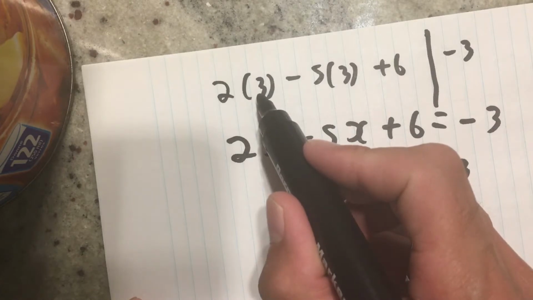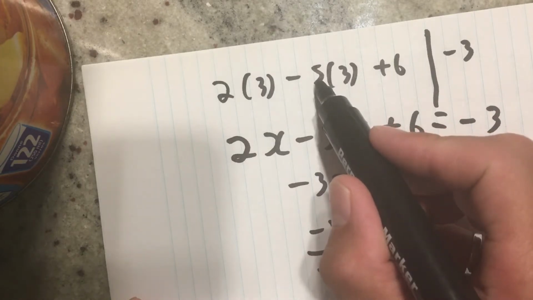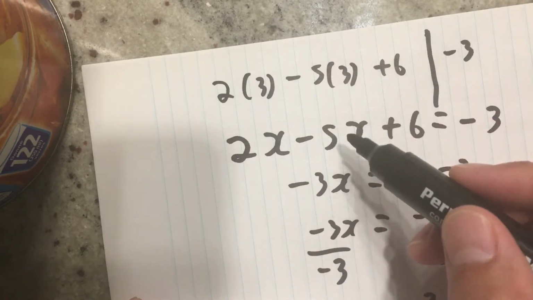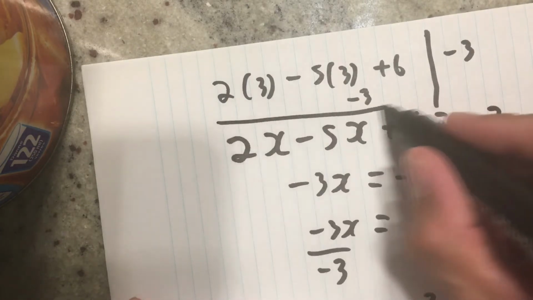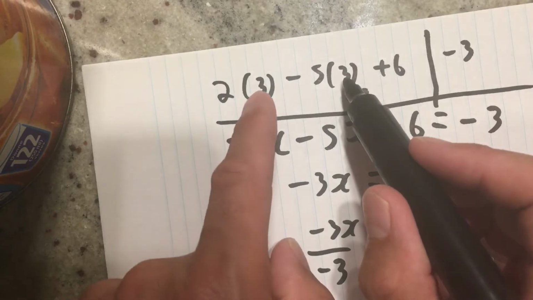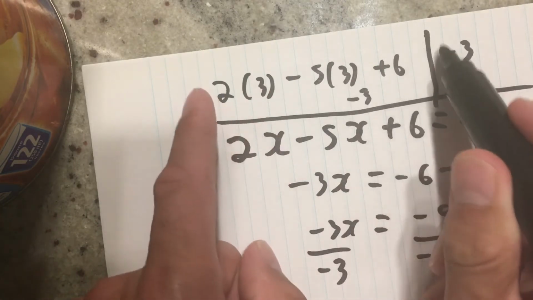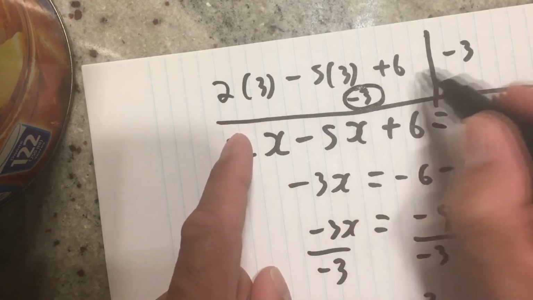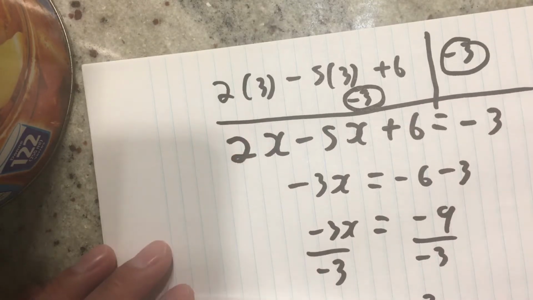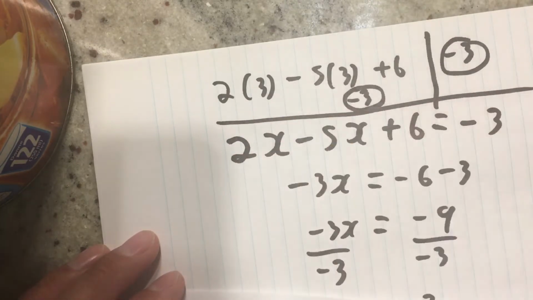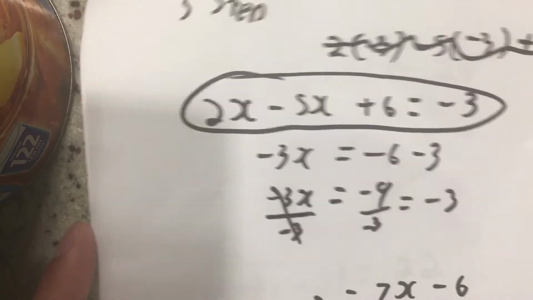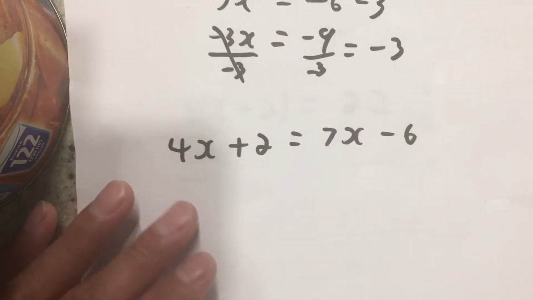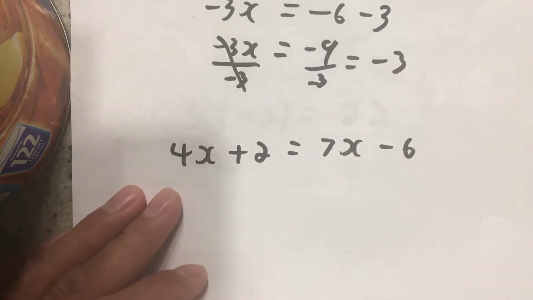2 times 3 is 6 minus 15 plus 6. That gives me a positive 12 minus 15, which is a negative 3. Now notice, when I put a positive 3 in place of x, the left side comes out to negative 3 just as the right side is. So we know that that positive 3 is right. All right, so I'm going to now show you just quickly another two-step problem, and then I'm going to show you how to deal with brackets, and then I'm done.